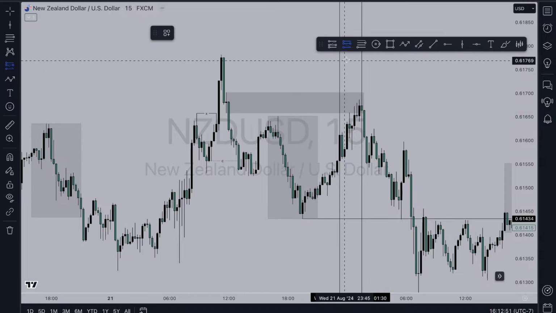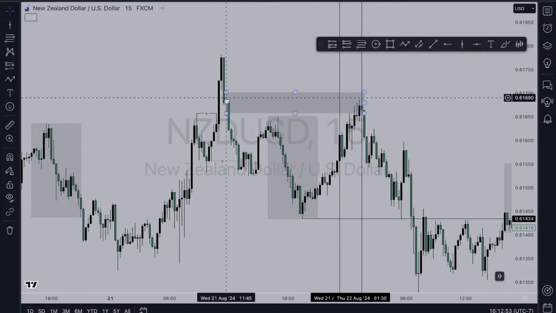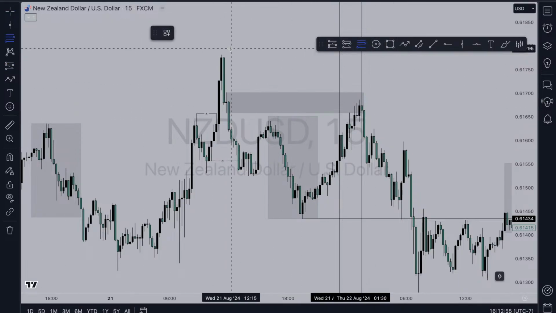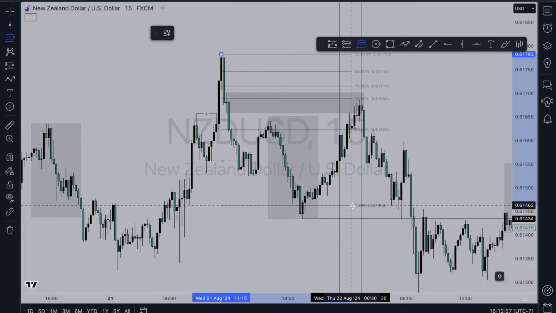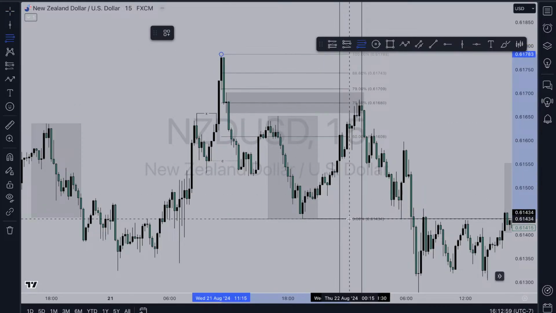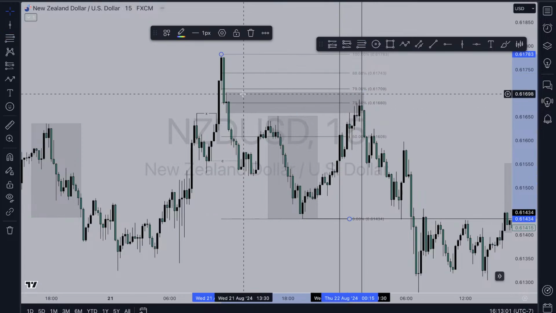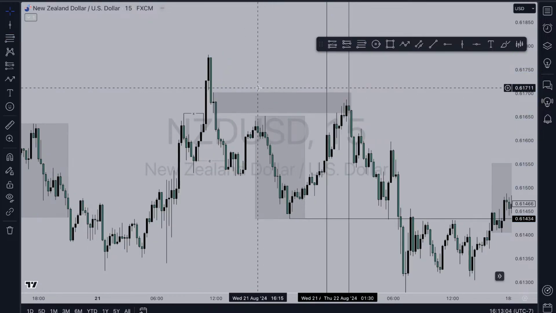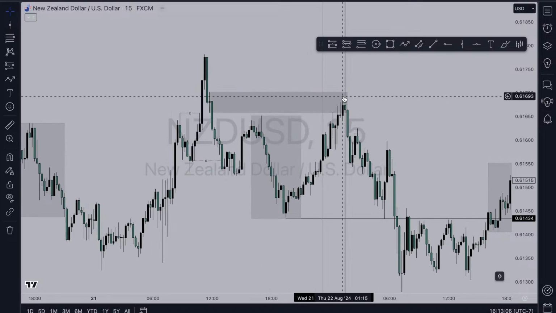Supply. And remember, indecision candles, high probability. If I fib out from the high to the low to get my discount and premium levels, you can see that indecision candle is as well in the premium levels. So that's my supply zone that I'm grabbing.